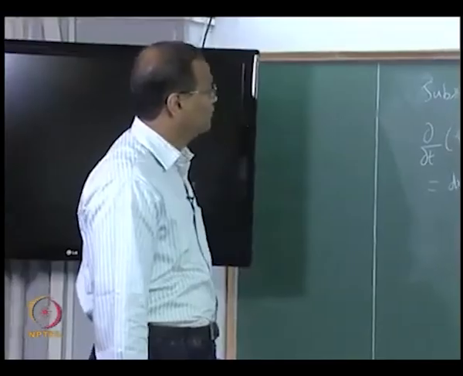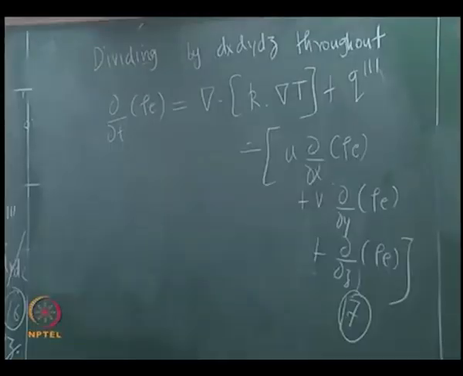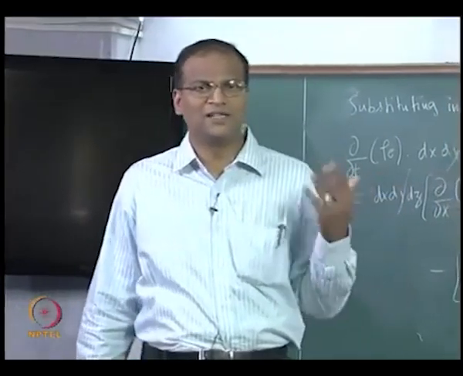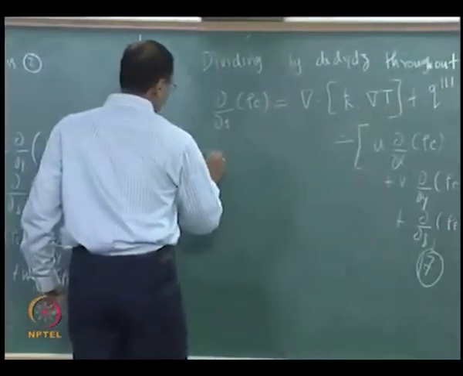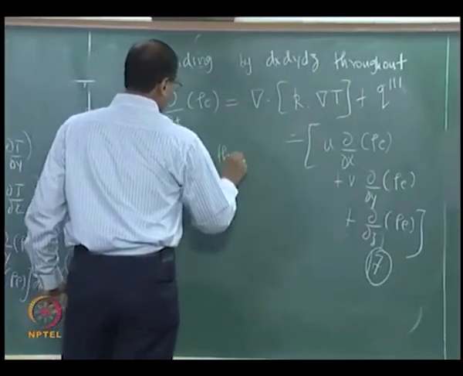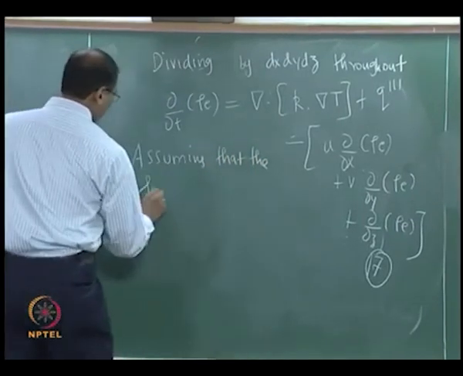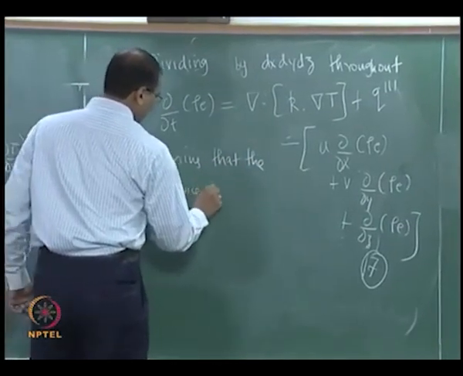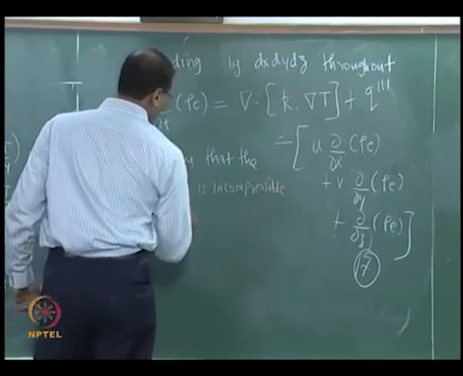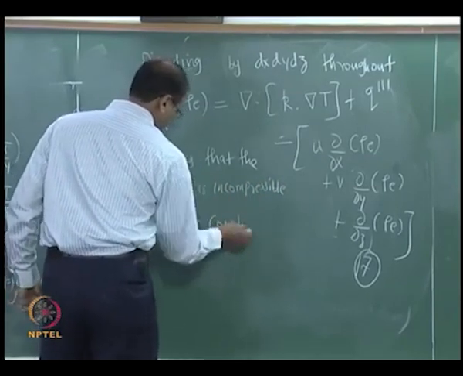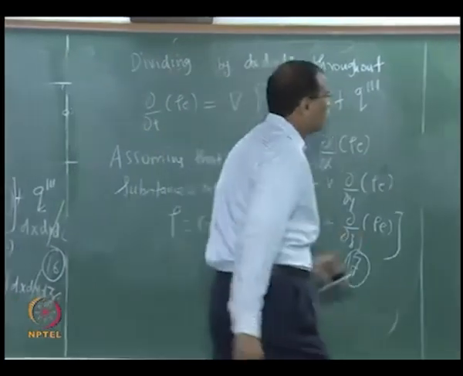Now, can we make some simplifying assumption? Let us say that the substance is incompressible, so the density is constant. I mean, it is not a great sin we are committing by doing that. Mostly we are dealing with solids. Okay, we are not dealing with gases. Gases anyway, convection will start. So, assuming that the substance is incompressible, so rho is constant, rho can be pulled out.